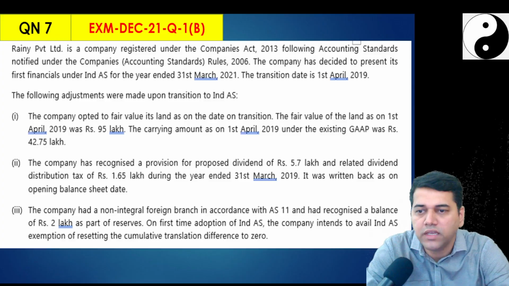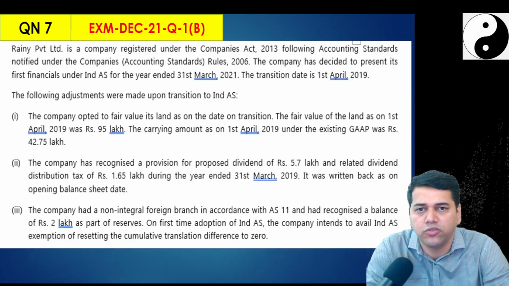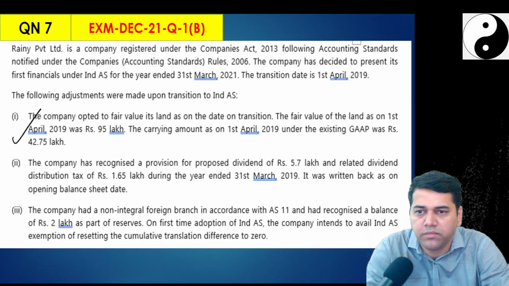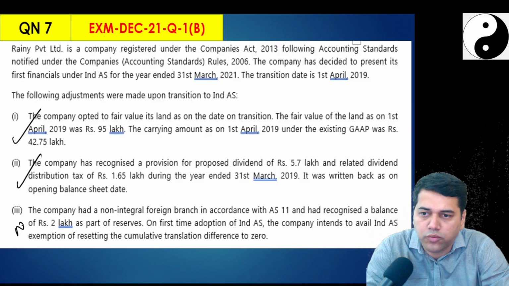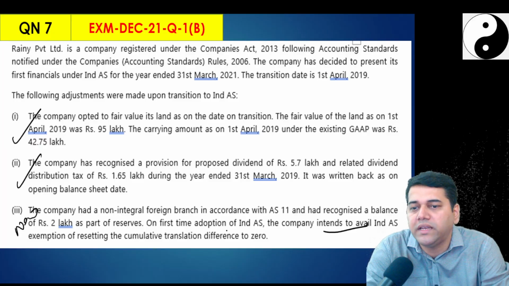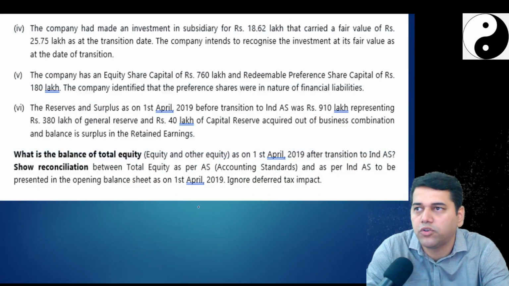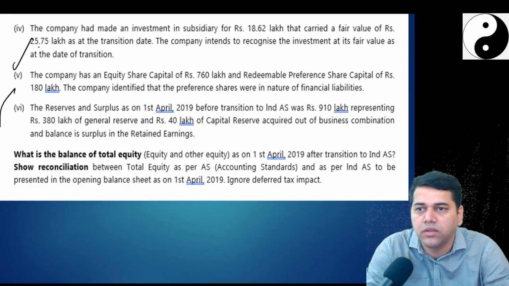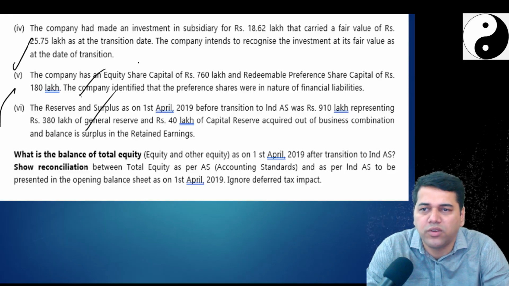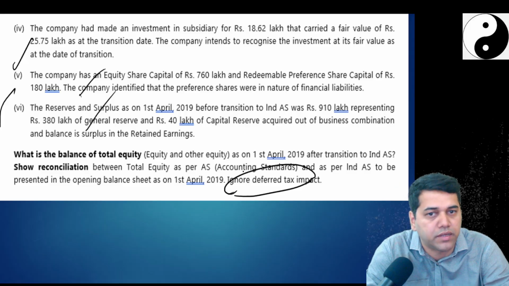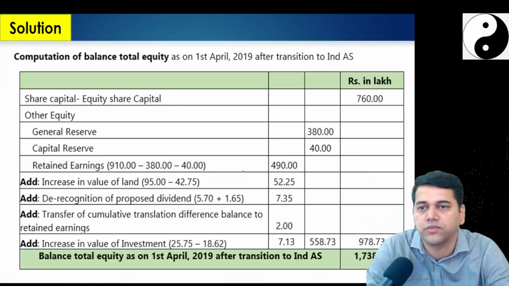Okay, so we have seen this adjustment remaining the same in presenting the financial statement. This adjustment is the same as the previous one, and this is one new. Foreign currency translation reserve, they intend to avail the option by resetting it to 0. They want to transfer it to the retained earnings. Investment in subsidiary, this is the same. Company has an equity share capital, and this is the same. What is the balance of the total, and show the reconciliation. Ignore the deferred tax impact. Again, they said no deferred tax issues.